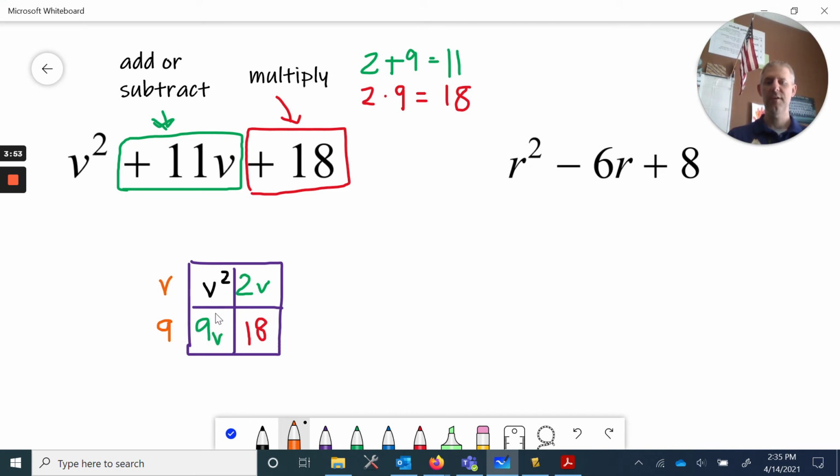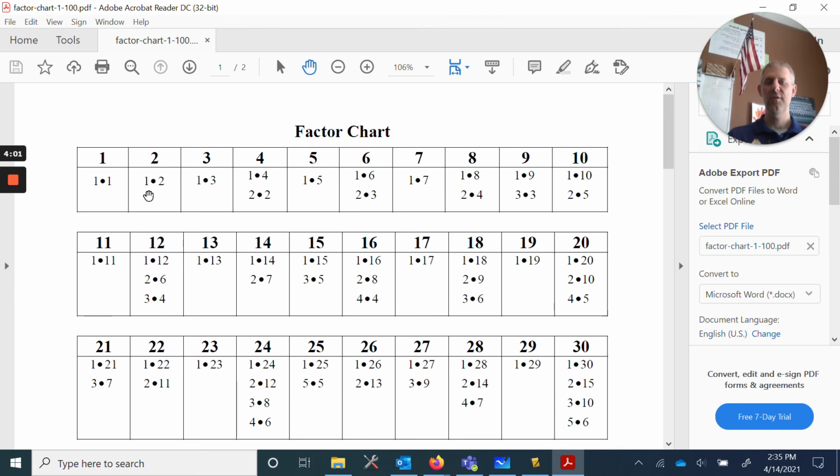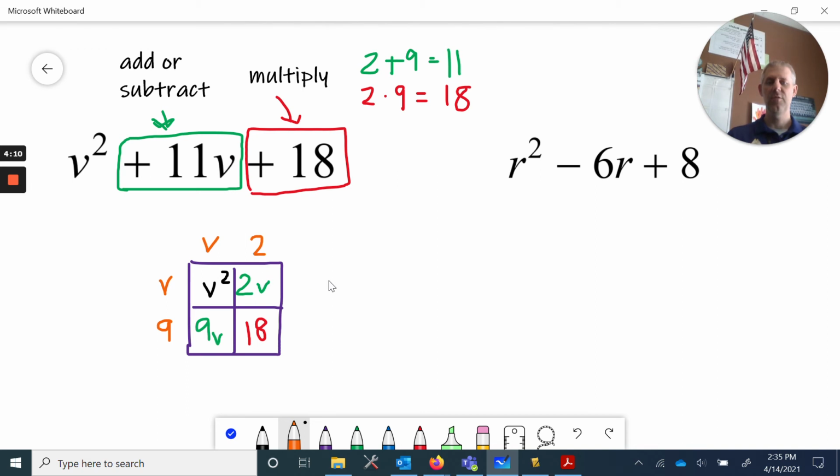So that's this way. Now we'll go up and down. V squared and 9v is going to be 1v or v. 2v and 18, we'll flip back to the chart. 2 is 1 and 2. 18, 1, 2, 3, 6, 9, 18. So they share 1 and 2. 2 is the largest, so it would be 2. Since both the green numbers are positive, both of these will be positive. So plus here, and when we write our final solution, we're going to say v plus 9 times the quantity v plus 2. Okay, there's a factorization.